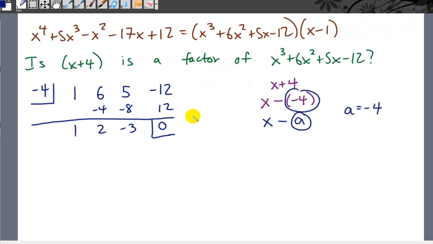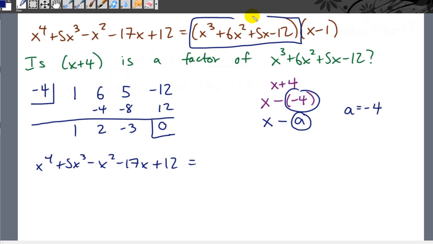Now what this implies is, if we start off with x raised to the 4th plus 5x cubed minus x squared minus 17x plus 12, we can replace this part here. We know that x plus 4 is a factor.